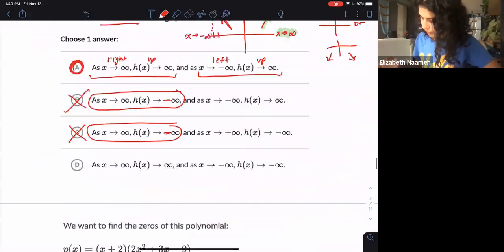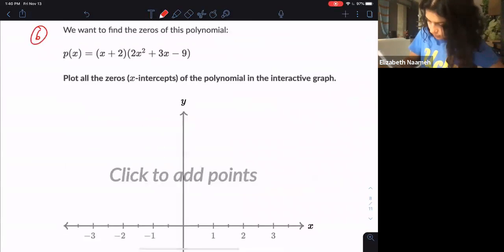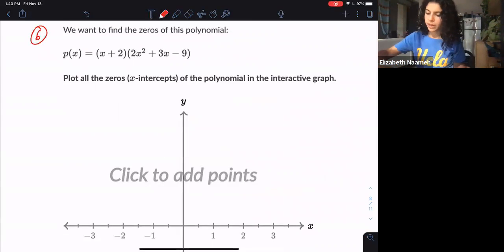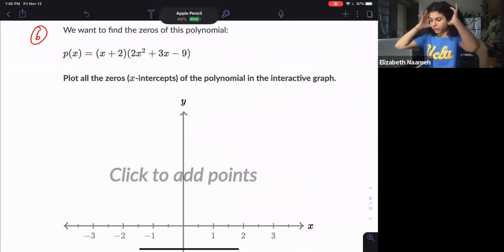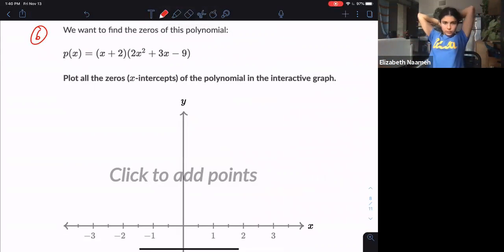Was that number 5? Okay, this is number 6. I want to give you 1 minute to try this one yourself. I'm going to pause, take a minute, copy down the problem, and try it yourself.